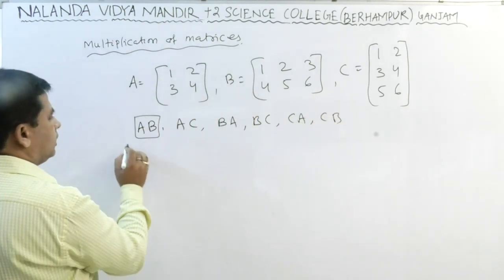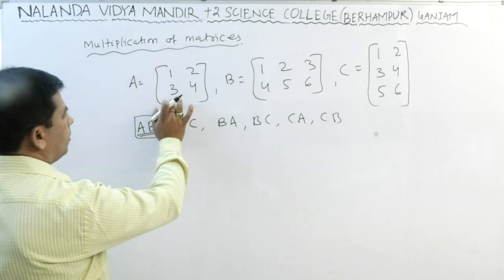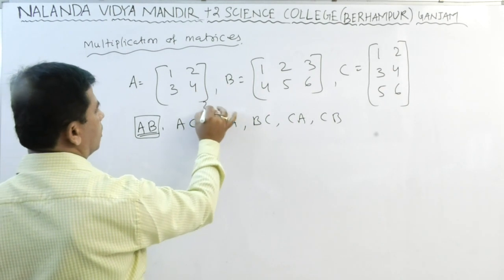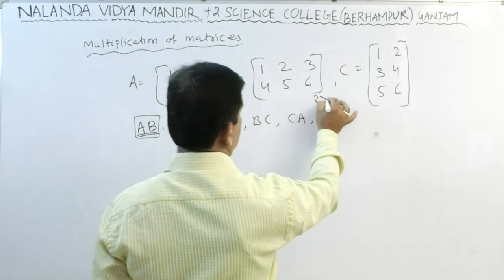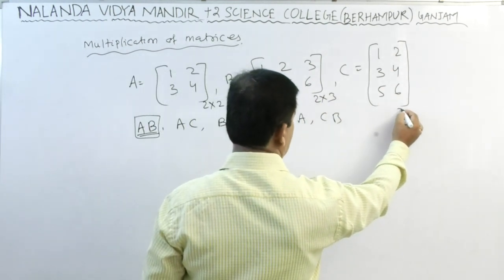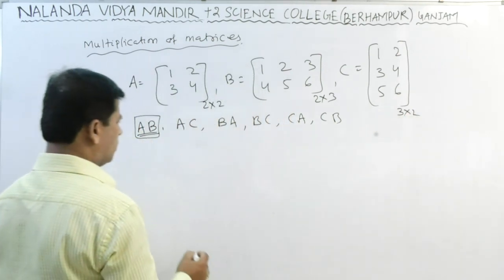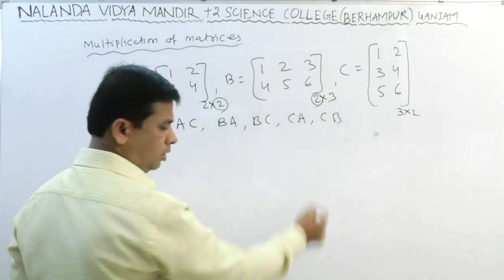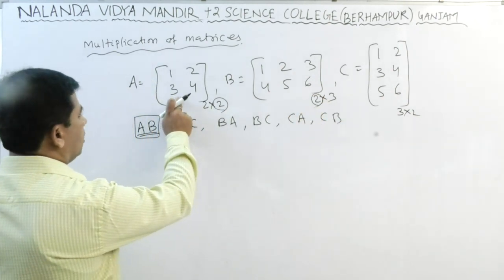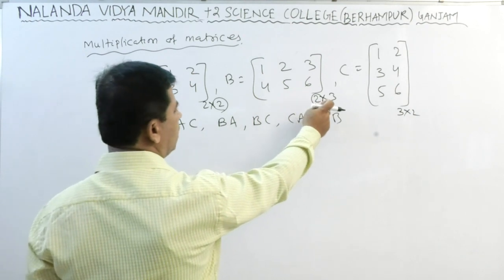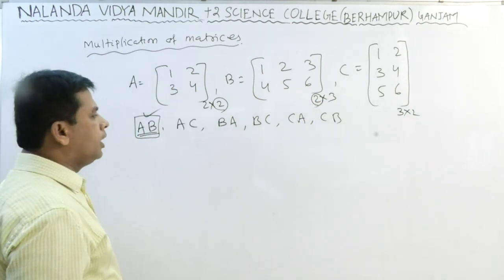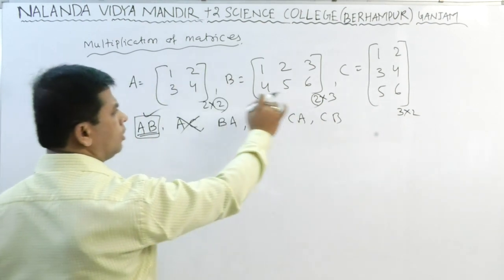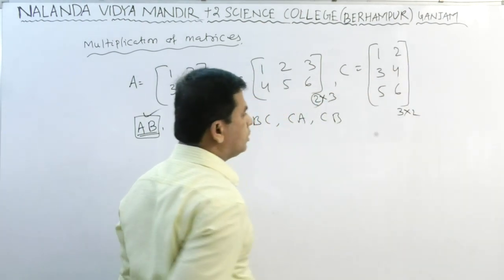First, last class we discussed AB. If we multiply A with B, the order of A is 2 cross 2, the order of B is 2 cross 3, and the order of C is 3 cross 2. The number of columns in A is equal to the number of rows in B. Therefore, we can define AB, but we cannot define AC. In A the number of columns is 2, but in C the number of rows is 3.